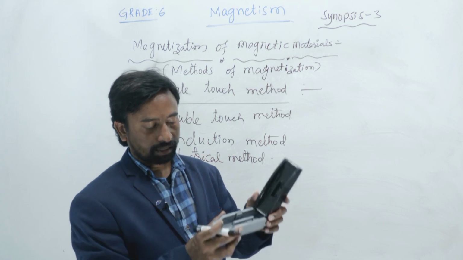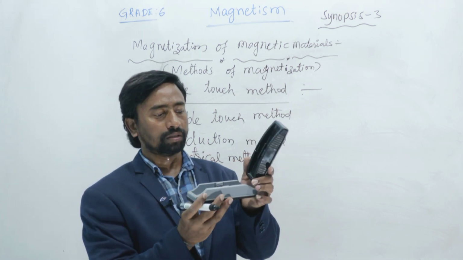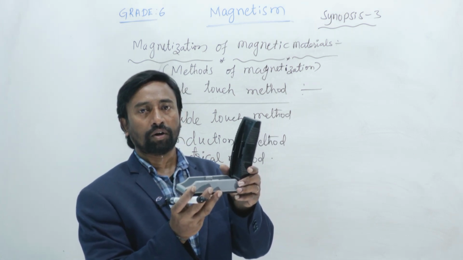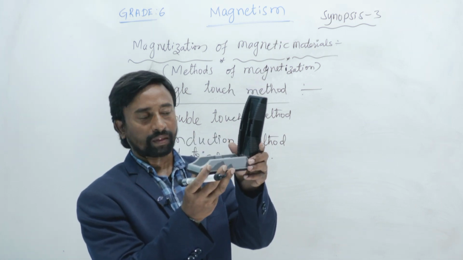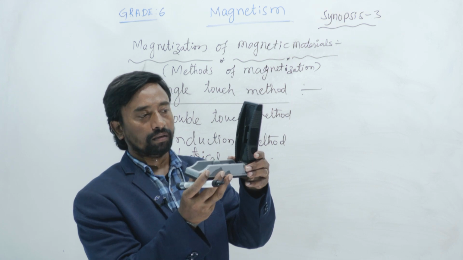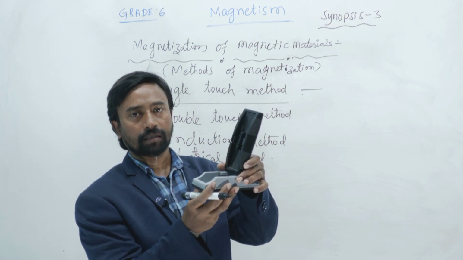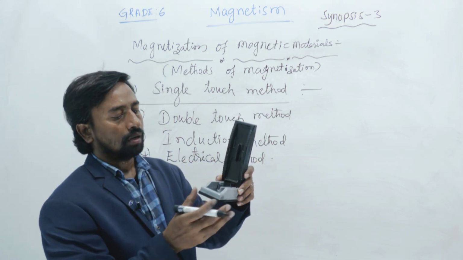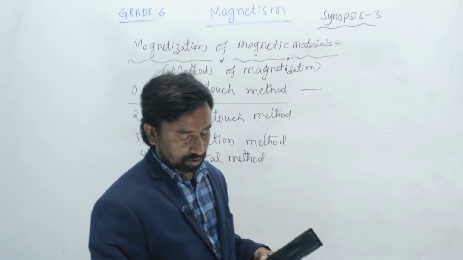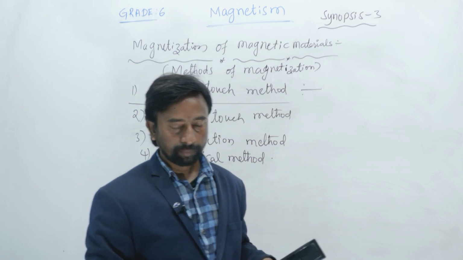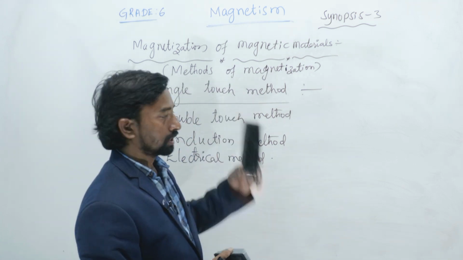Then here, if you touch the north pole of the bar magnet, keeping it in physical contact with the non-magnetic, unmagnetized magnetic material, this magnetic material will become a magnet. That method is called the single touch method.